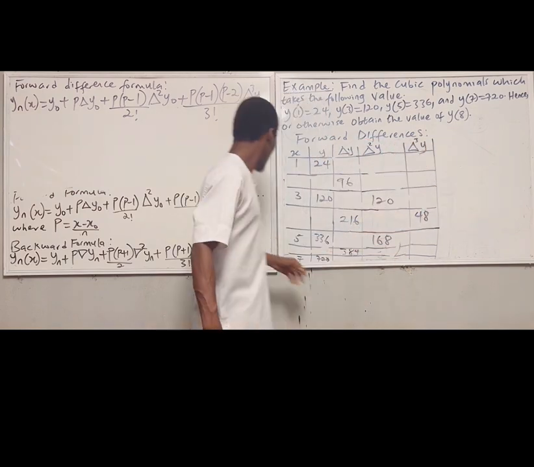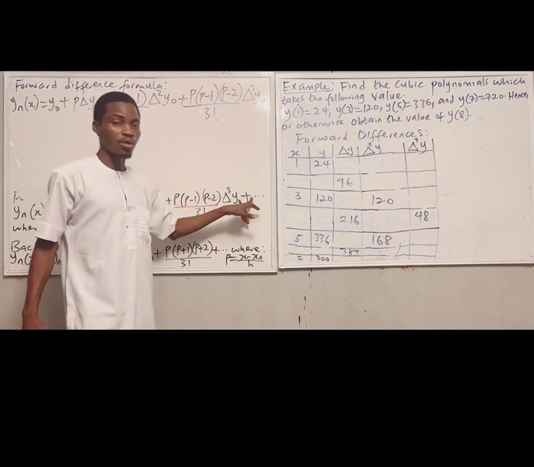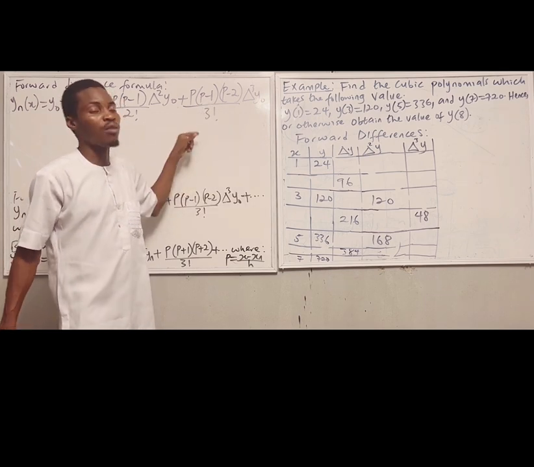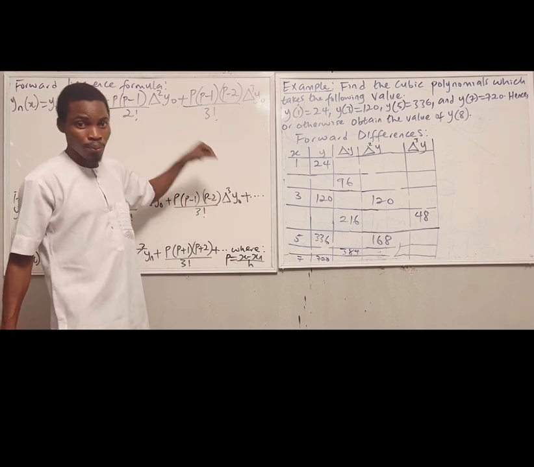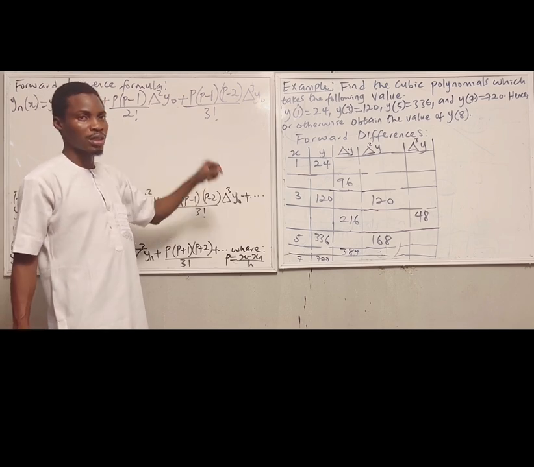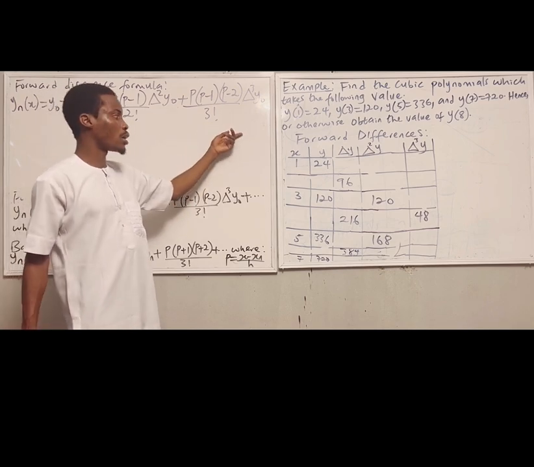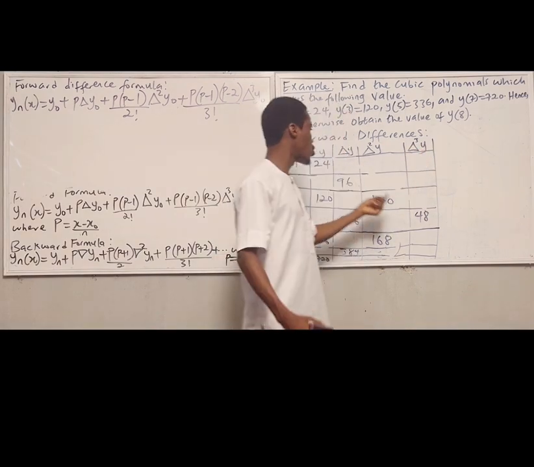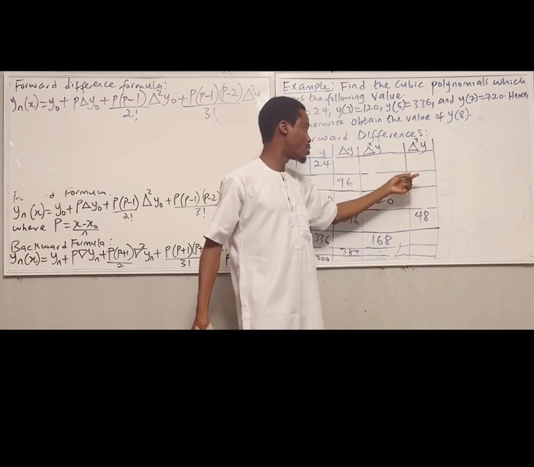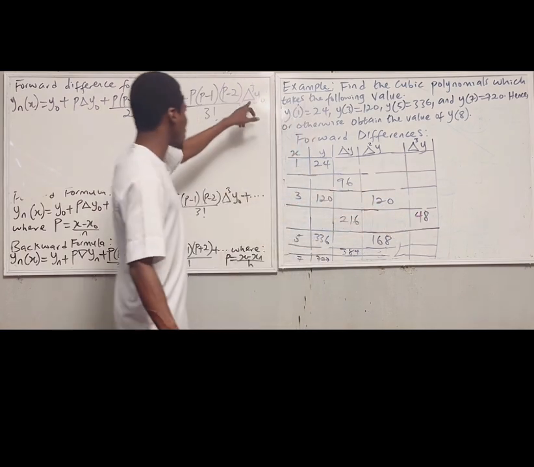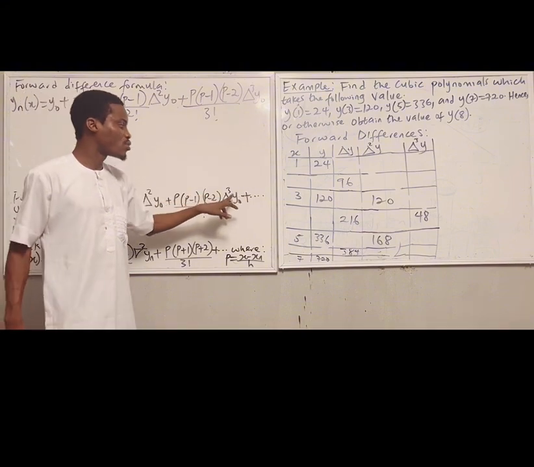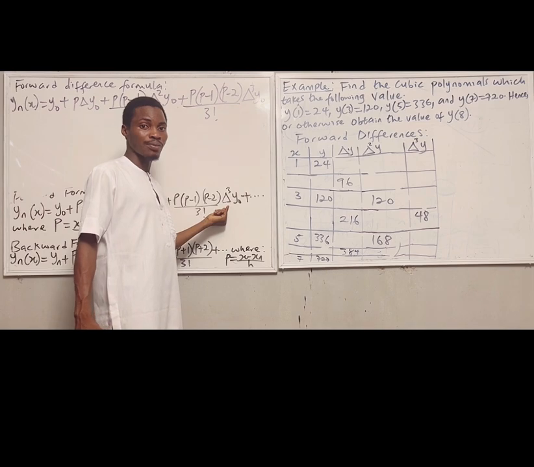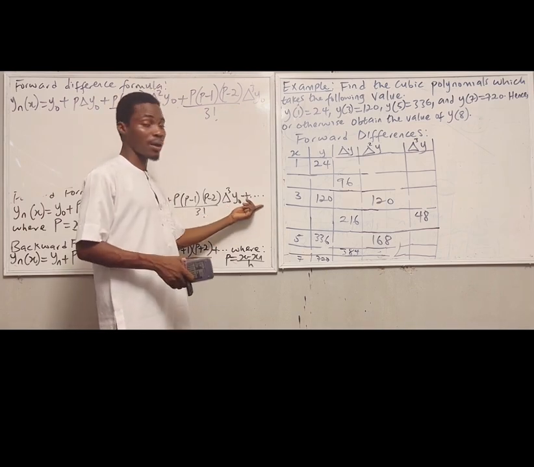Suppose we ended with a fourth difference, it means I will keep continuing: plus p minus 1, p minus 2, p minus 3 all over 4 factorial, plus p minus 1, p minus 2, p minus 3, p minus 4 all over 5 factorial. If we do the differences 5 times, we continue; here we do the differences 3 times, so that's why we stop here. If it were 4, we would stop at 4.